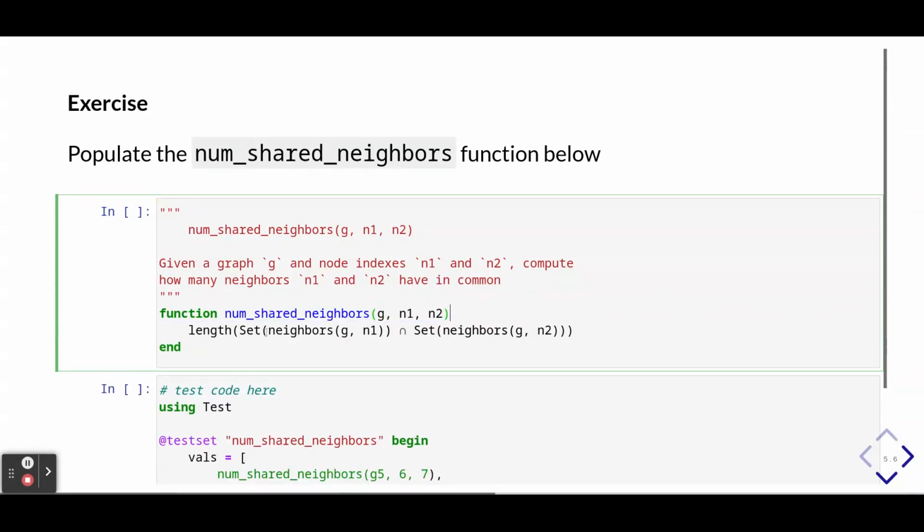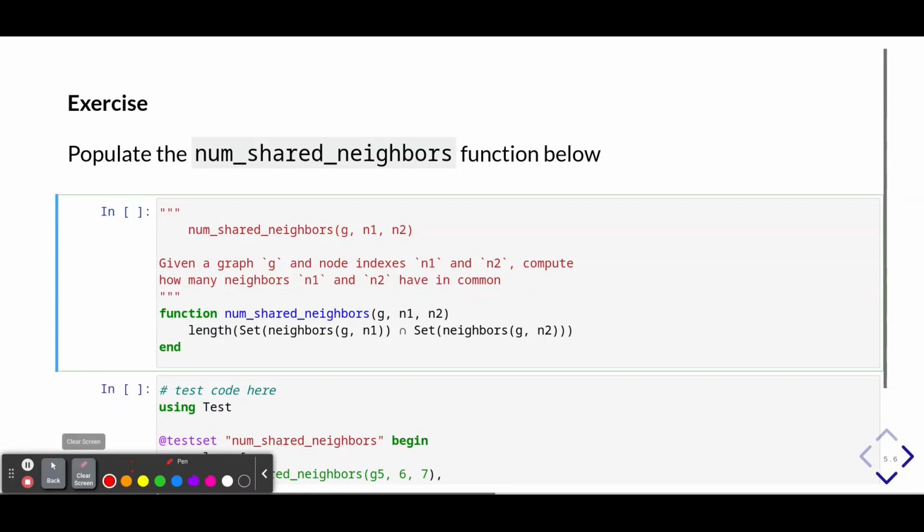I say that the number of shared neighbors between n1 and n2 is going to be the set of all neighbors of n1, union with the set of all neighbors of n2, and then we're just going to count the length of that.